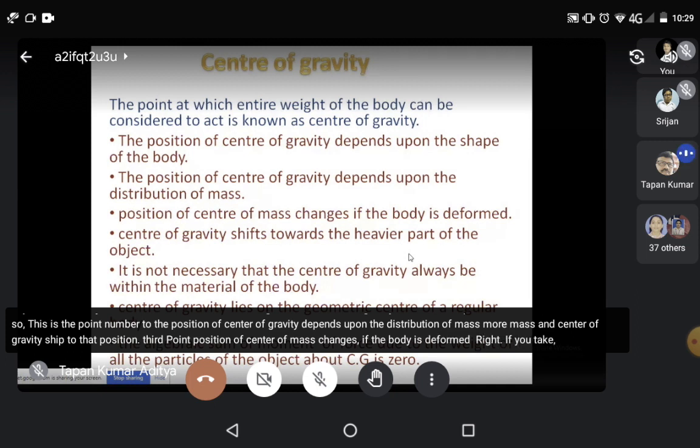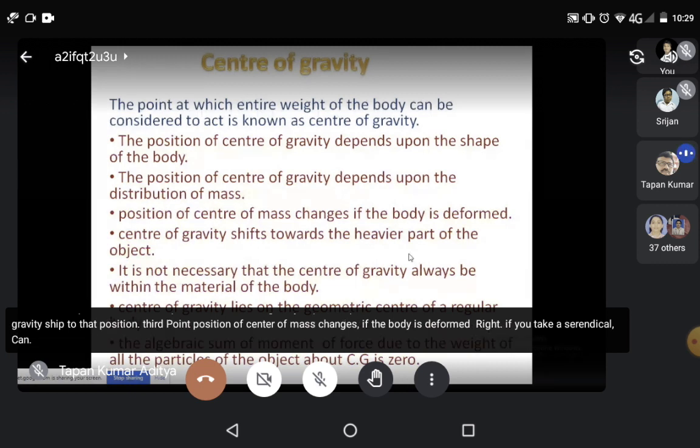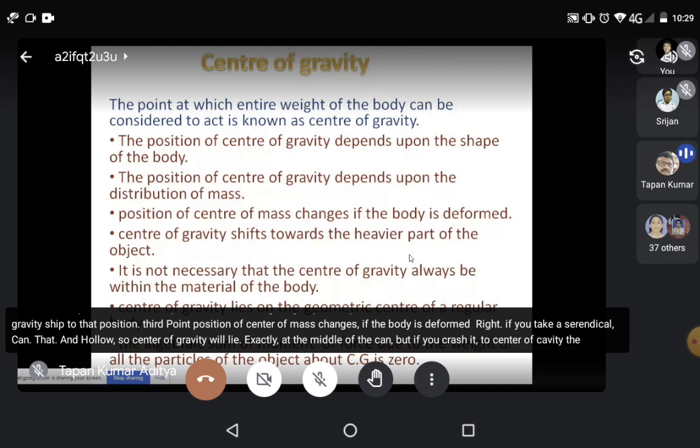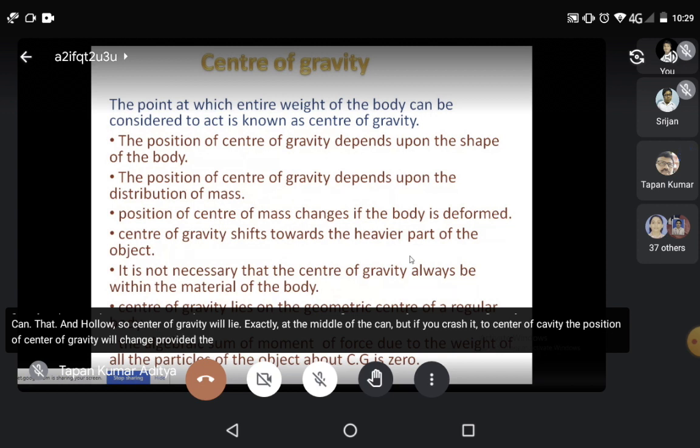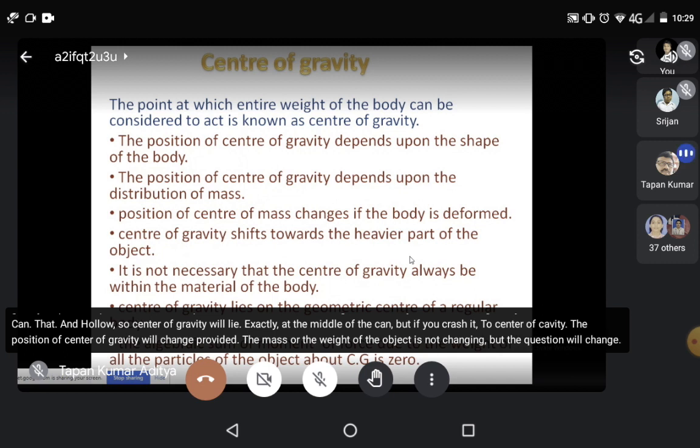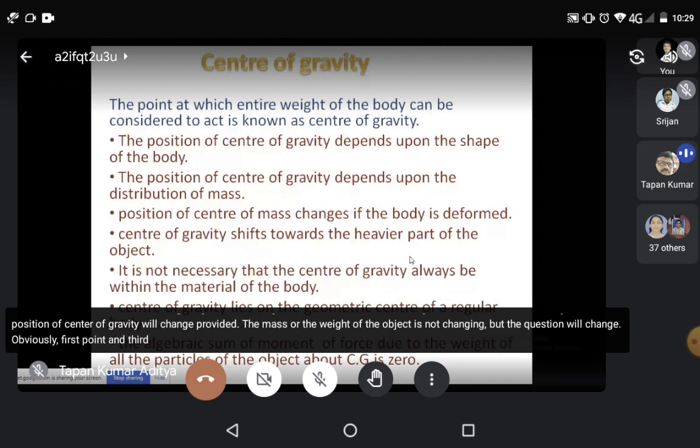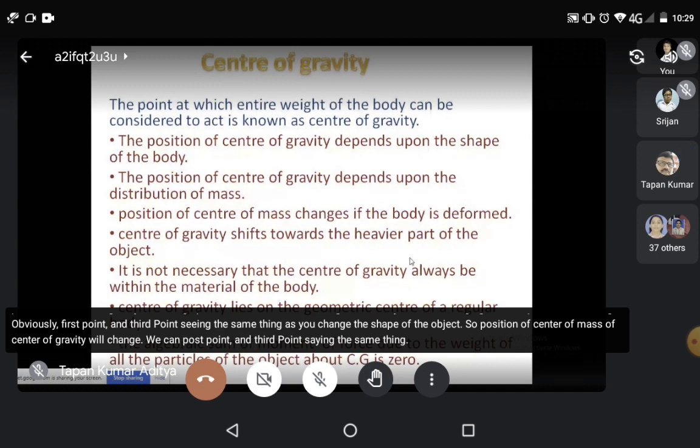Right? If you take a cylindrical can, and hollow, the center of gravity will lie exactly at the middle of the can. But if you crush it, the position of center of gravity will change, provided the mass or the weight of the object is not changing, but the position will change. So obviously, the first point and third point are saying the same thing. As you change the shape of the object, the position of center of mass or center of gravity will change.